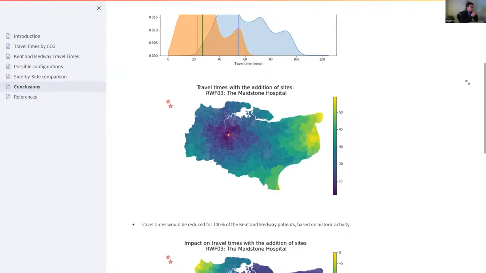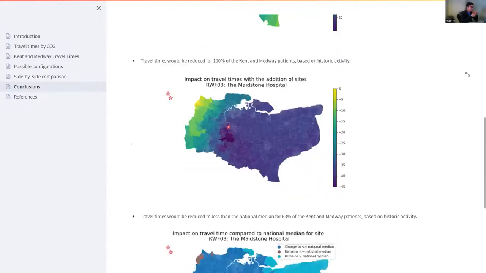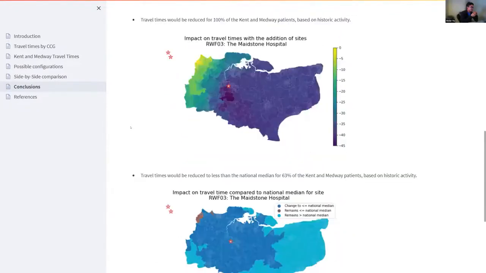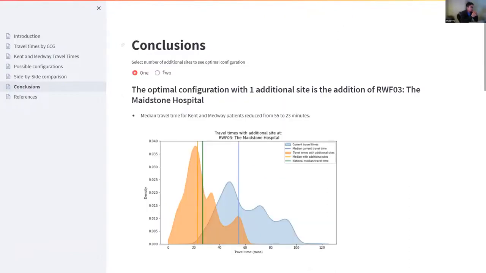And it's quite noticeable how travel times are reduced for literally 100% of Medway patients based on prior secondary care activity. And if you look at our final map, then the travel times are now for 60% of Medway patients below the national median based on prior activity. We have a mean travel time reduction down to 33 minutes. The total travel distance reduction will be around 120 kilometers, and the new maximum travel time would be only 60 minutes when it was up to 2 hours previously.